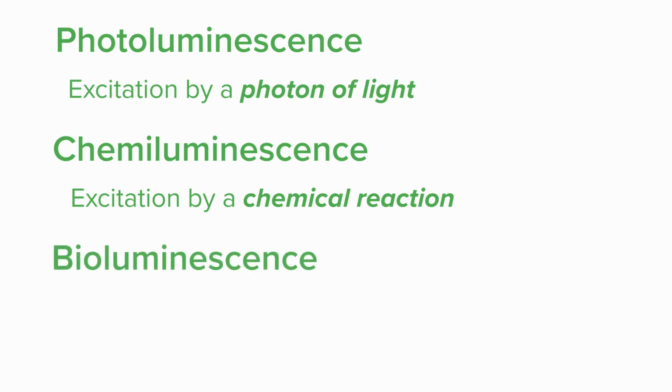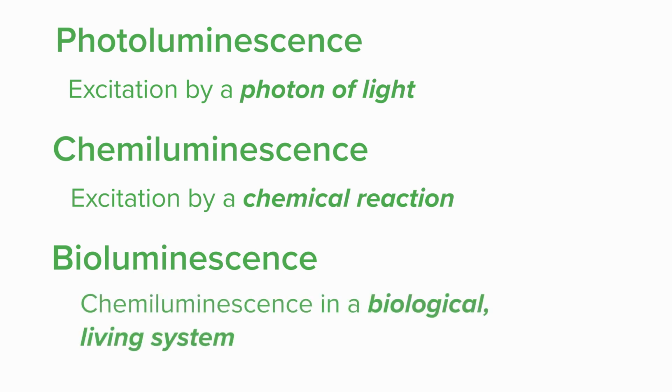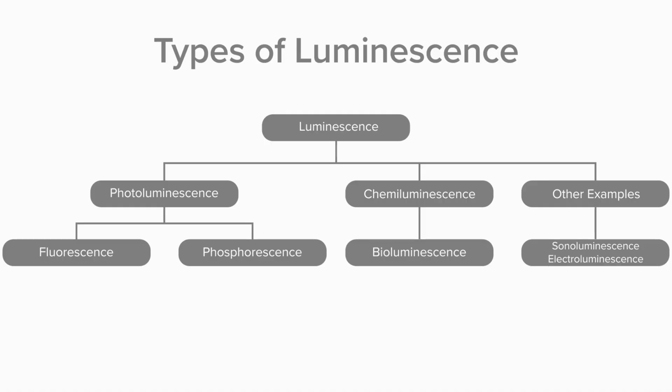Bioluminescence is a specific example of chemiluminescence in which a chemical reaction occurs in a living species, like a firefly or a flashlight fish or the jellyfish. So you can see in this chart of luminescence, chemiluminescence, photoluminescence, bioluminescence, they're the most common.